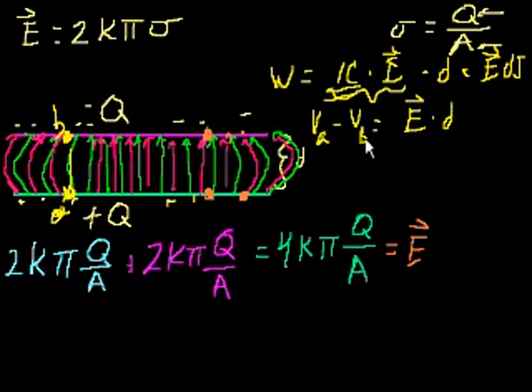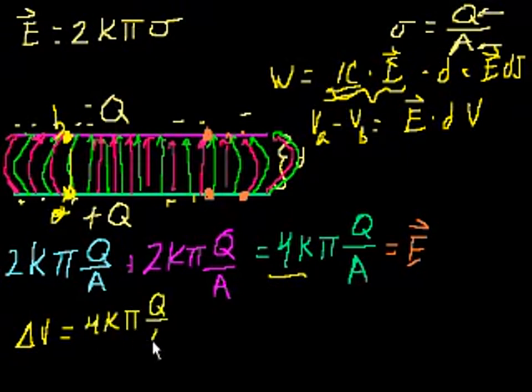times the distance. And the units are going to be joules, because we divided both sides by charge, joules per coulomb, or volts. Right? That's just the units. So what does that equal? So the voltage difference, so we could say, change in voltage, is equal to the electric field, which we know is constant, 4k pi q over a times distance.